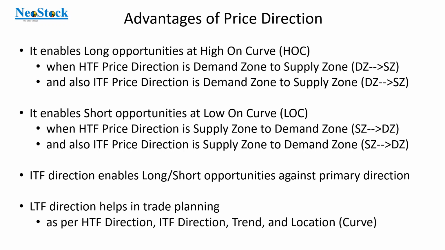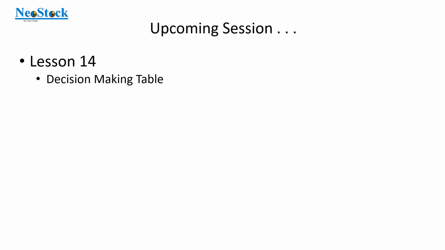So as per HTF direction, ITF direction, trend and location, you need to combine all these things. Finally, you will plan your trades. So how to combine this HTF direction, ITF direction, trend, location, and finally what kind of trading decision we have to take, that is long or short. All those scenarios we will discuss in the next chapter, that is the decision making table, chapter 14.